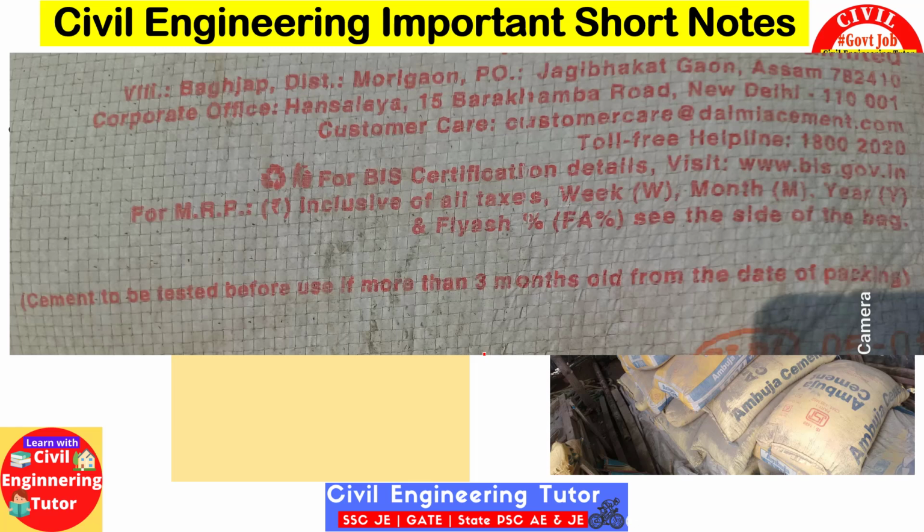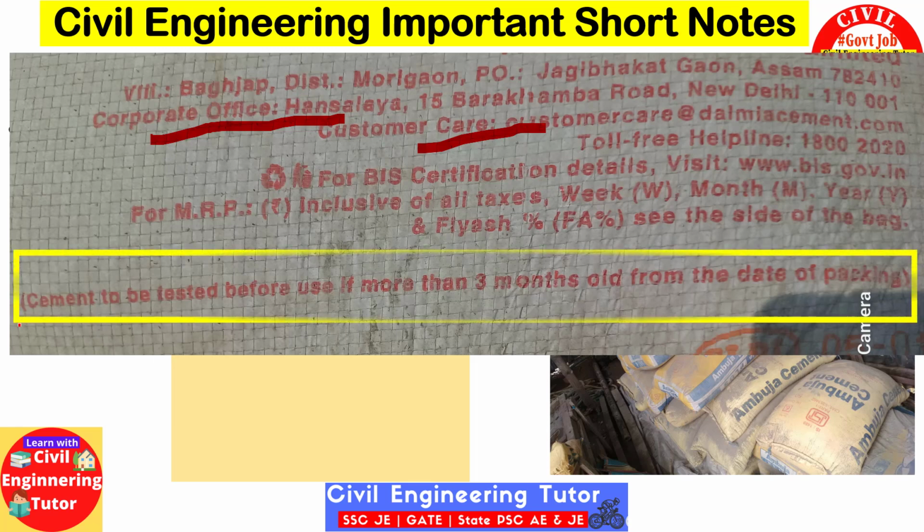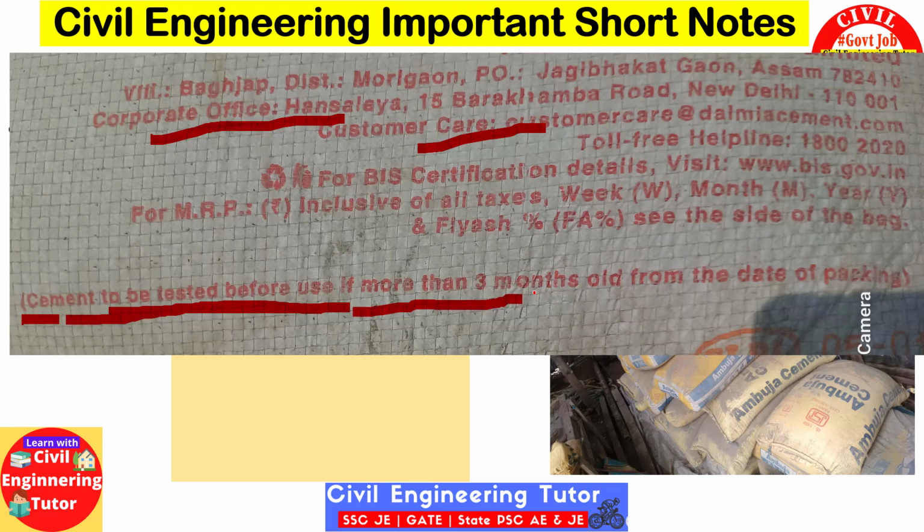Like we can see a bag of cement, and this is the address of the batching plant from where the cement is collected, and at the bottom here we can clearly see that it is written that cement is to be tested before use if more than 3 months old from the date of packing or the date of manufacture. So we have to remember this. As a site engineer, one should remember that if cement is 3 months old, then testing is required.